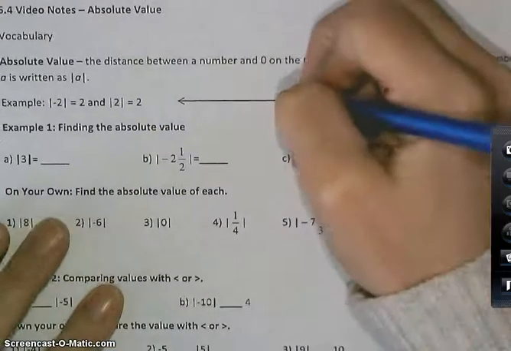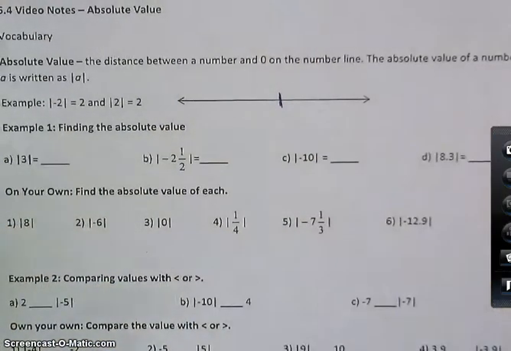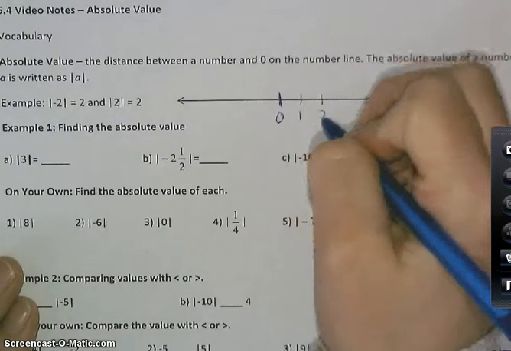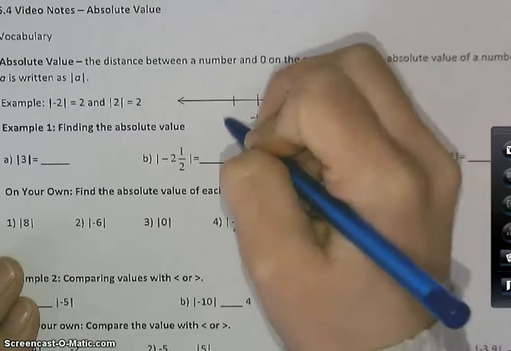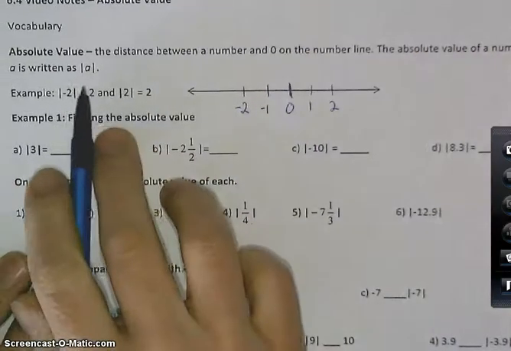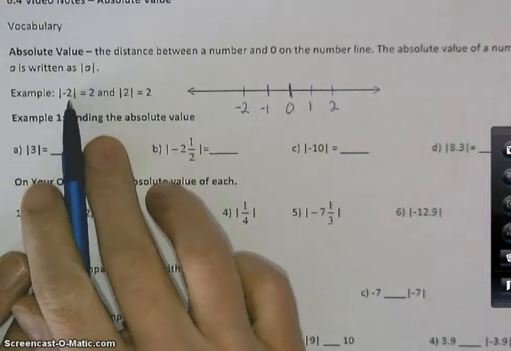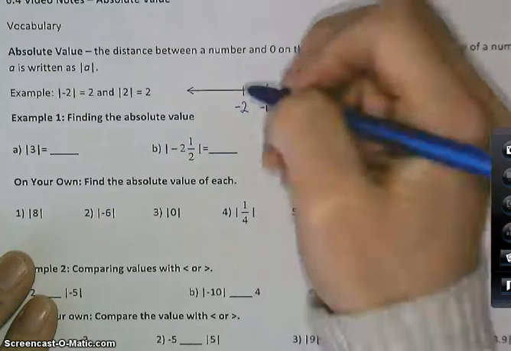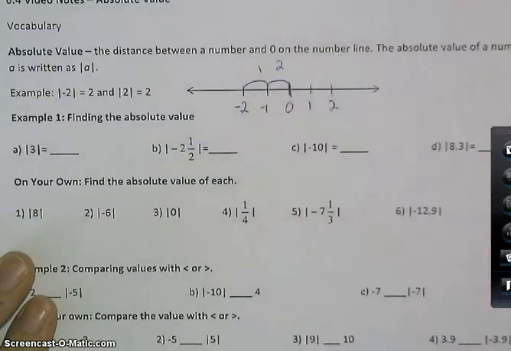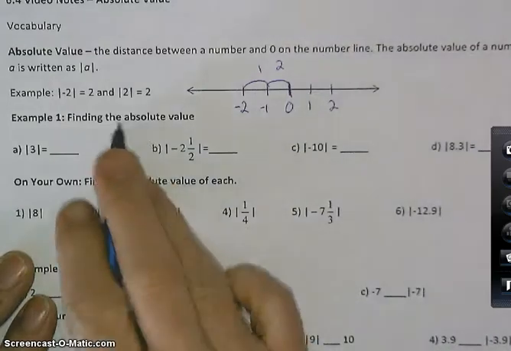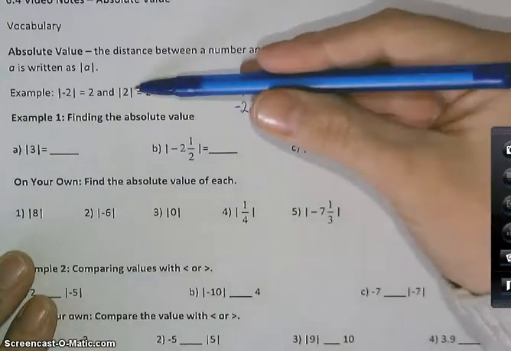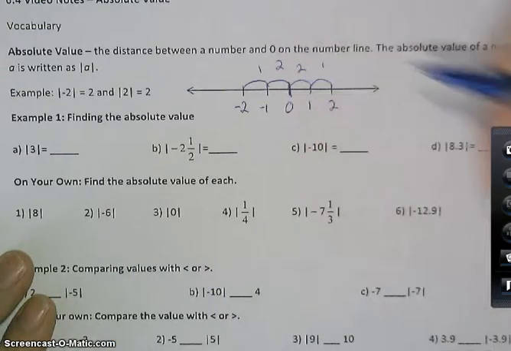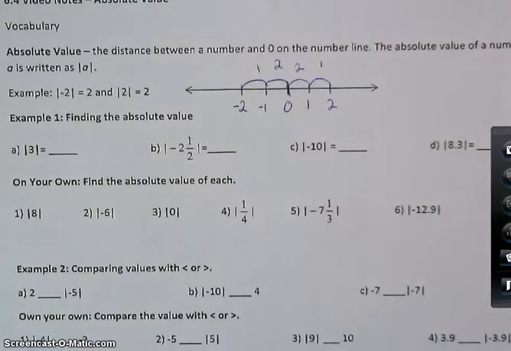So let's look at that on a graph. It's the distance between a number and 0. If I plot 2 and -2 on my graph, what's the absolute value of -2? Really, that's asking how far it is away from 0. It's 1 hop, 2 hops away from 0, so the absolute value is 2. And the absolute value of 2 is how many hops from 0? 1 and 2. They are both 2 hops away from 0, so their absolute value is the same.